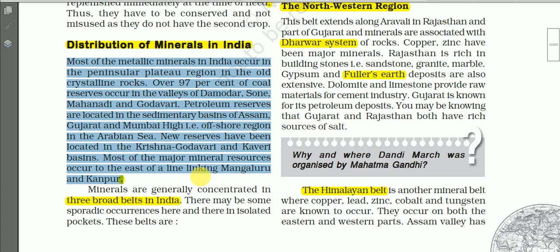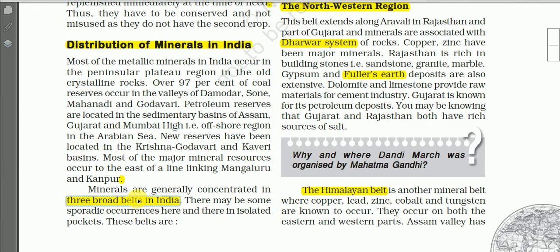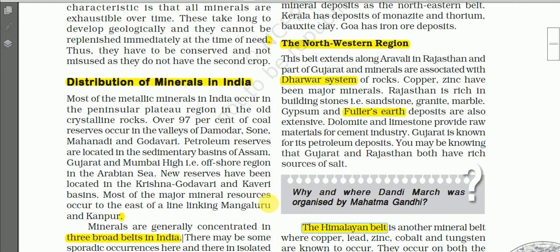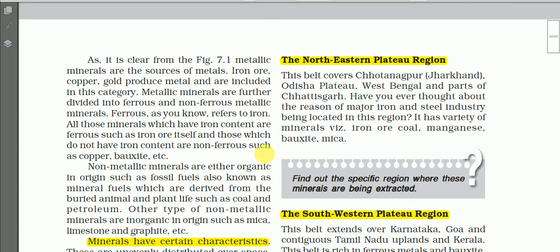And now we shall discuss the distribution of minerals in belts. See here, minerals are generally concentrated in three broad belts in India. In addition to these three broad belts, you will find another belt also, that is the Himalayan Belt. We will discuss it. So let us read. The first important belt is the Northeastern Plateau region. This belt covers the Chotanagpur Plateau, that is Jharkhand, Orissa, West Bengal and a part of Chhattisgarh.